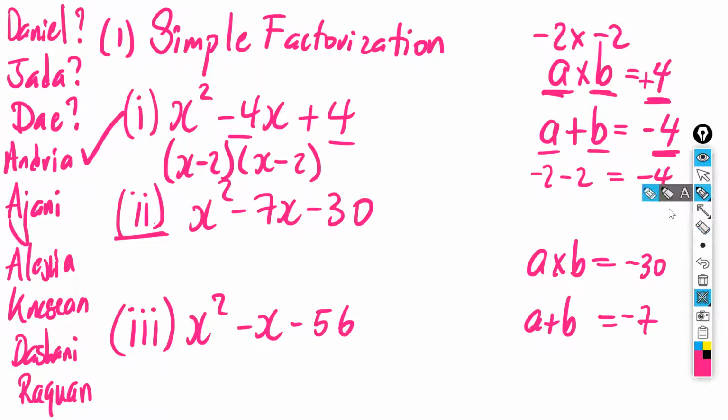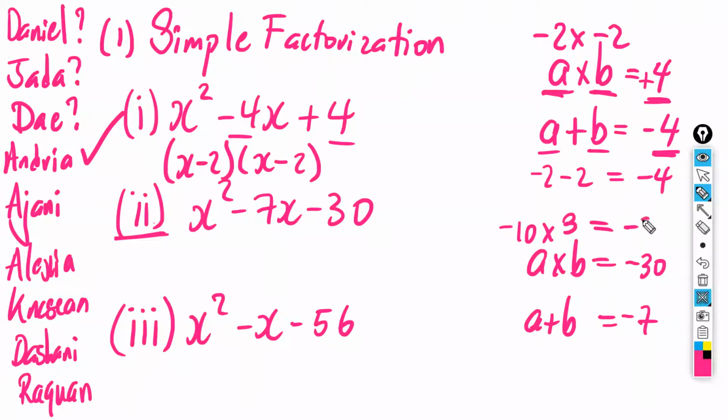Sir, I think it's 10 and 3. But is it +10? Is it -3? Is it -10? What are the two numbers? I think it's -10 and +3. And that makes sense to me.